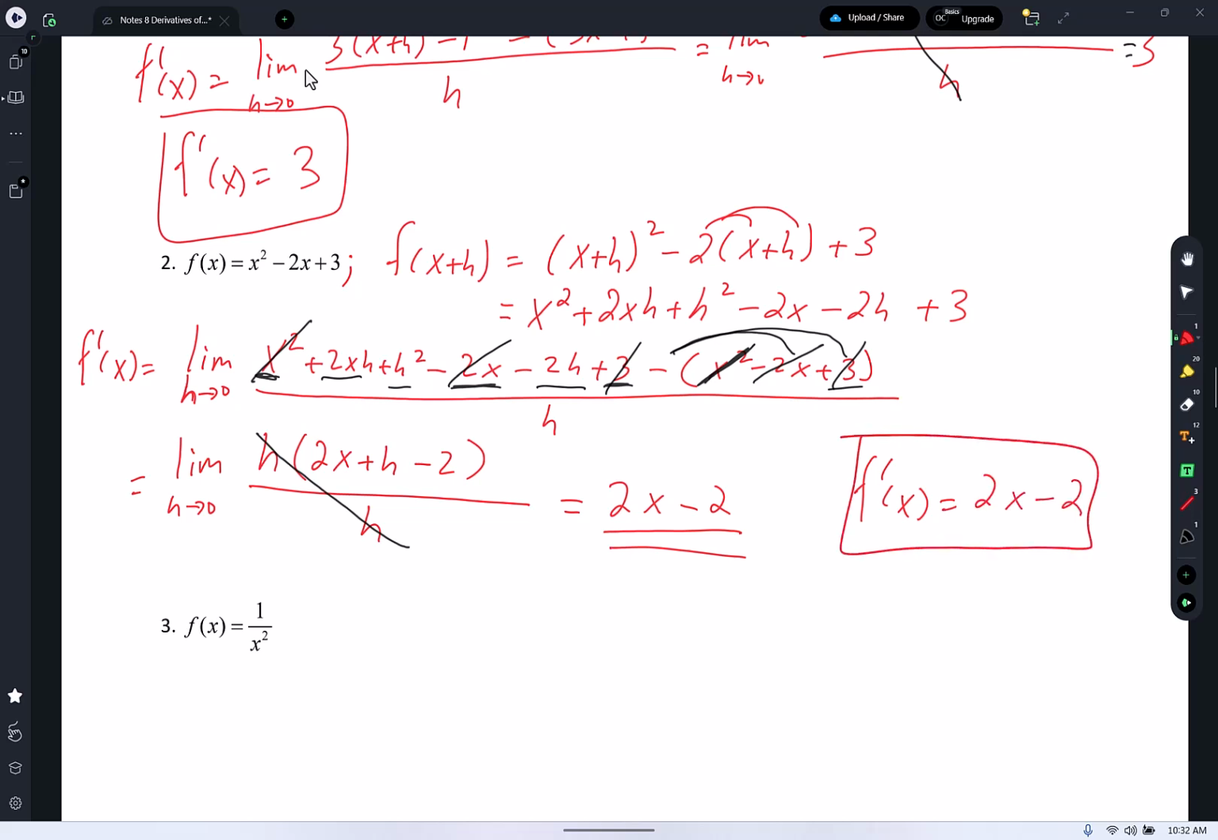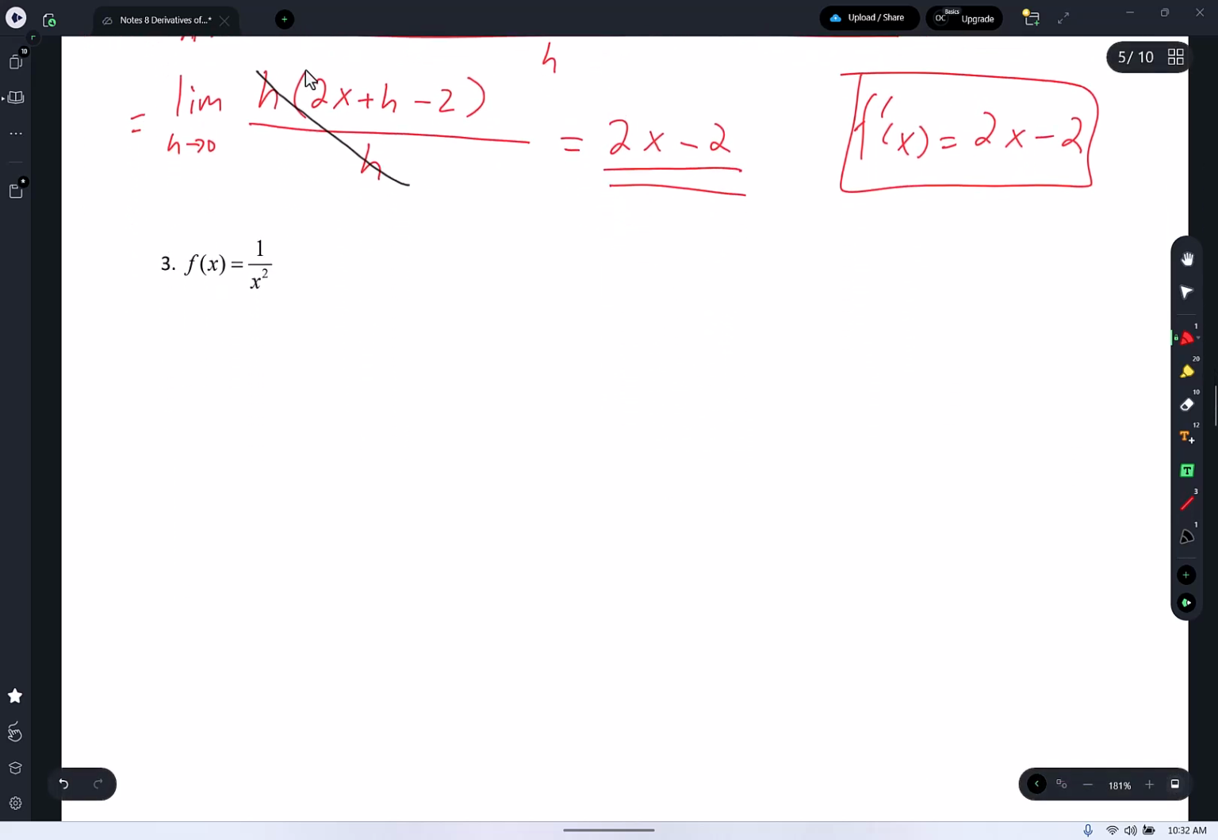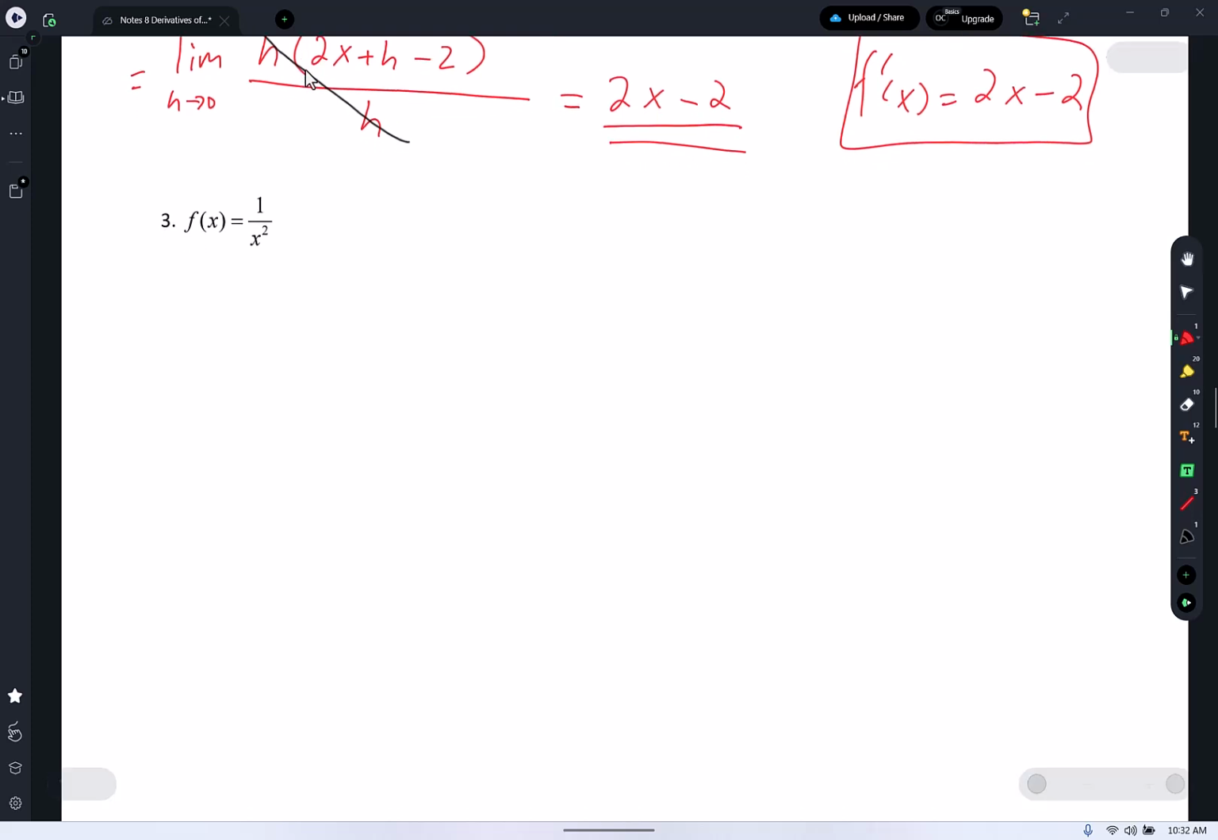If you would have done your power rule, for those that know it, you will get that 2x minus 2. Do not Google power rule. It's going to mess up the magic. Do not be a robot, please. All right. Ready for number 3. All we're doing is a whole bunch of practice, guys. That's all we're doing right now.